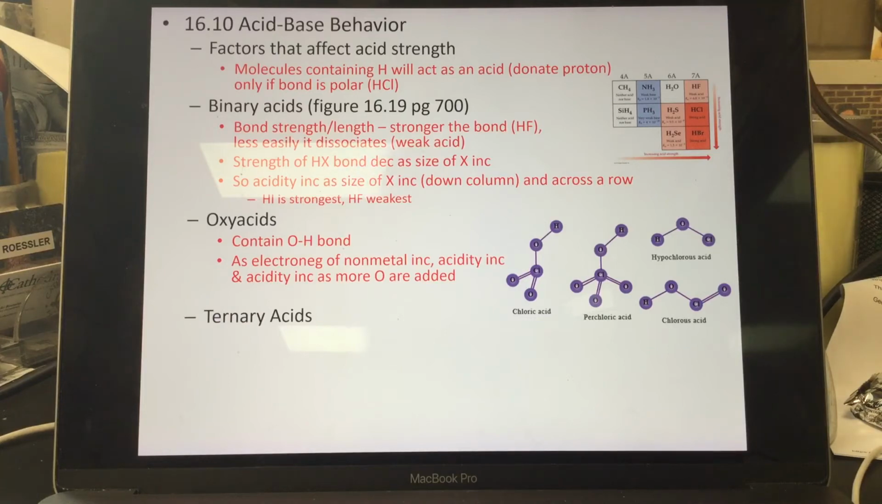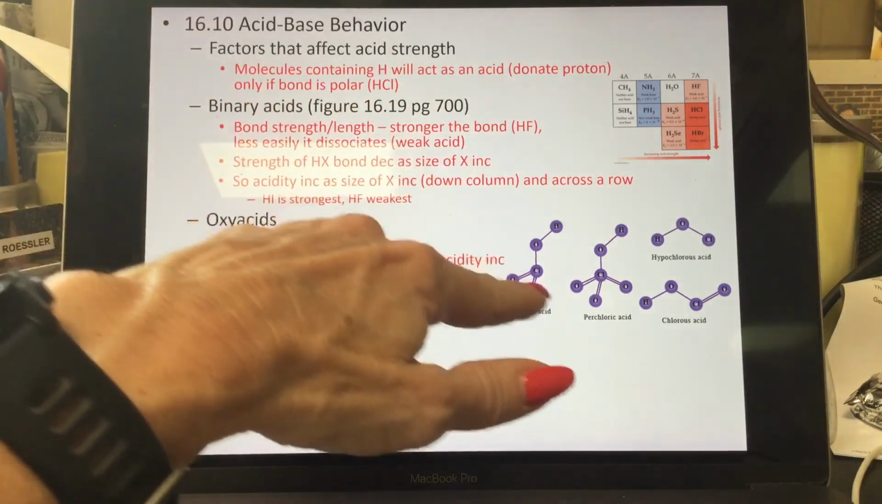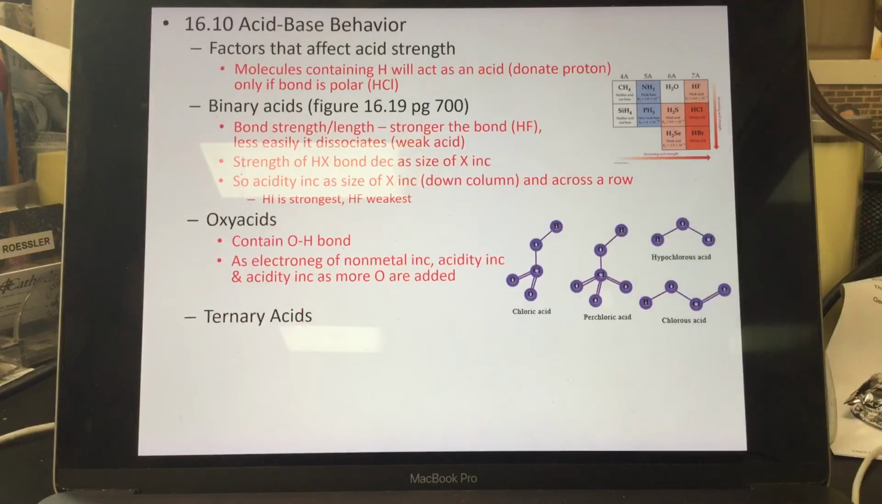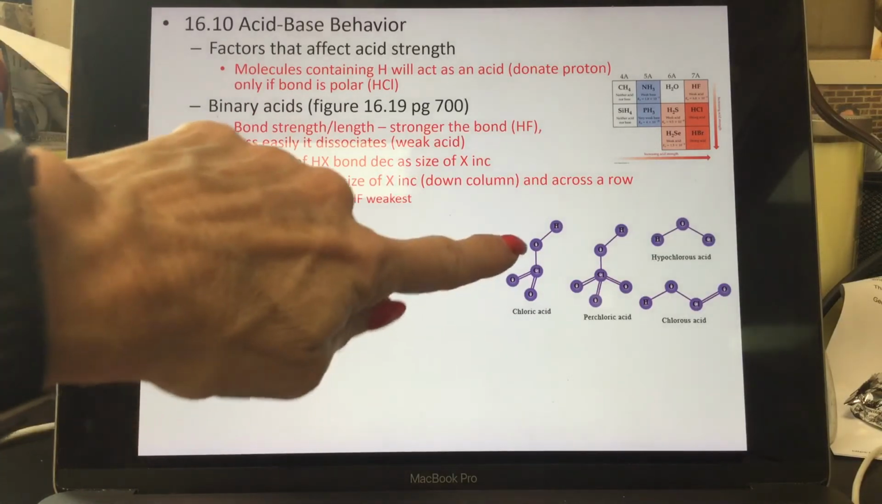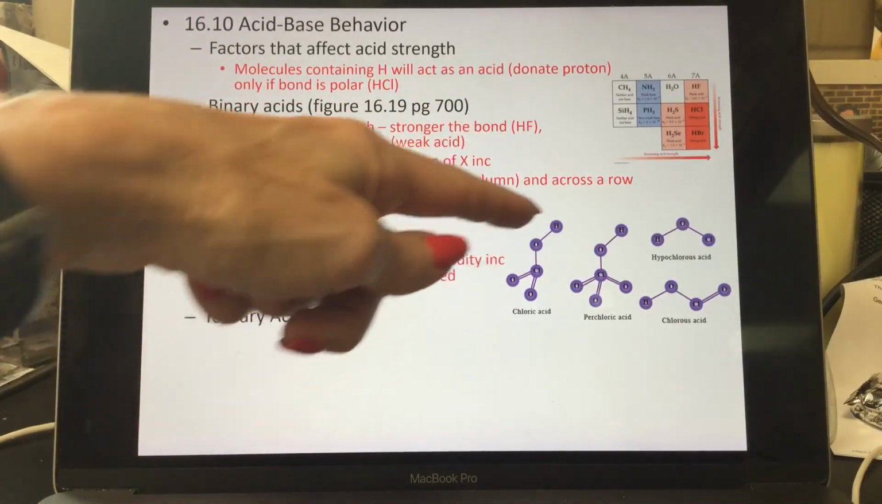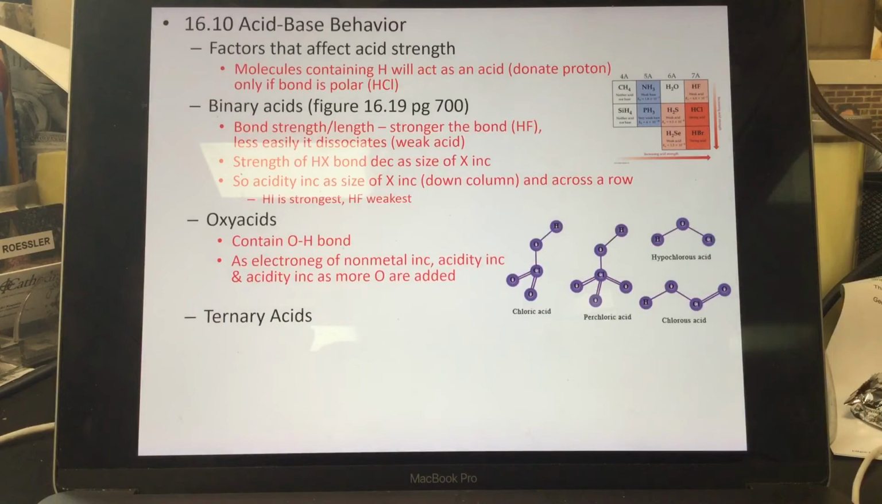And that's because as we add more oxygens to our central atom, that pulls the electrons more closely to the central atom, making the bond between the oxygen and the hydrogen weaker, so it can donate that hydrogen more easily.